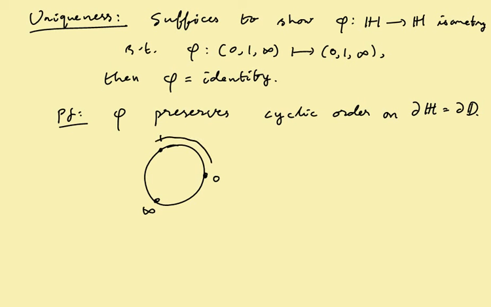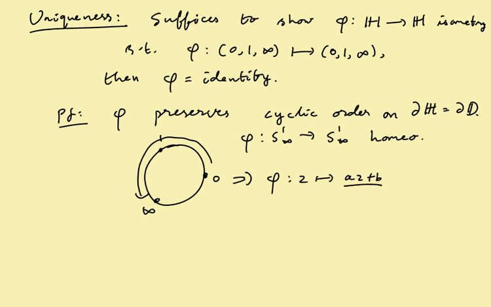Well, going from 0 to 1 to infinity is going counterclockwise, and what you know is that phi mapping S^1 to S^1 is a homeomorphism. Okay, and if it takes 3 points to themselves, then it takes the counterclockwise direction to the counterclockwise direction. So it has to be either orientation preserving or orientation reversing. Because it's a homeomorphism, it has to be orientation preserving. Okay, so this implies that phi maps z to (az+b)/(cz+d).